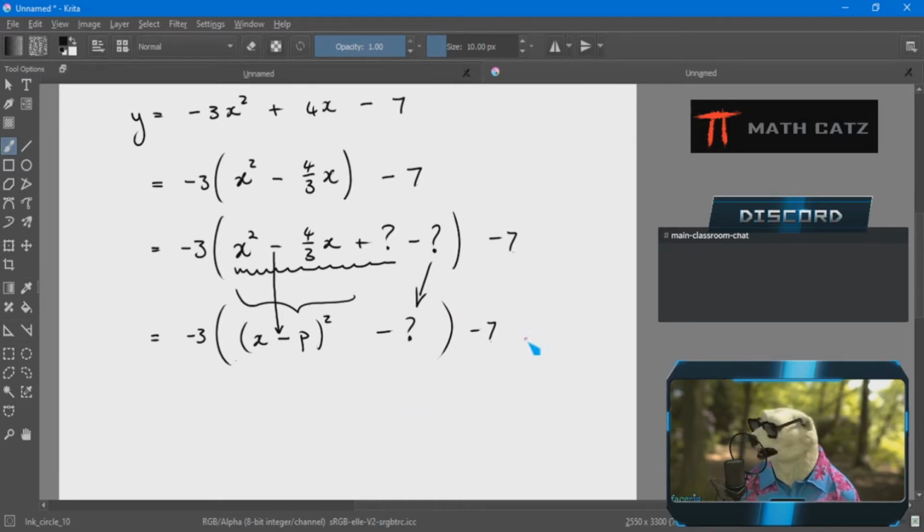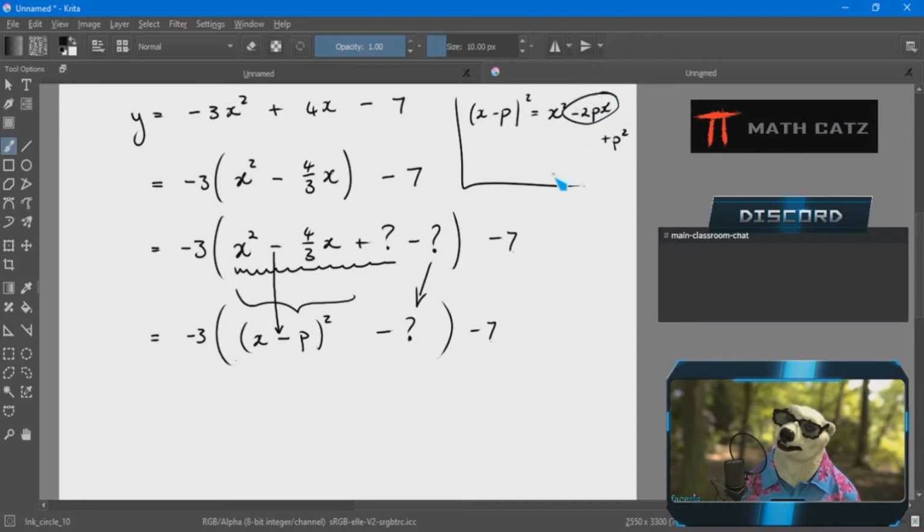So now, if I go on the side here, maybe, I say, well, x minus p squared is going to be x squared minus 2px plus p squared. I'm trying to hit this minus 2px to get a target of minus 4 over 3x, because I'm stuck with the minus 4 over 3. So that means that minus 2p has to be minus 4 over 3, because that's the coefficient of the x that I see. Now the negatives don't really matter because I made sure they are correct.